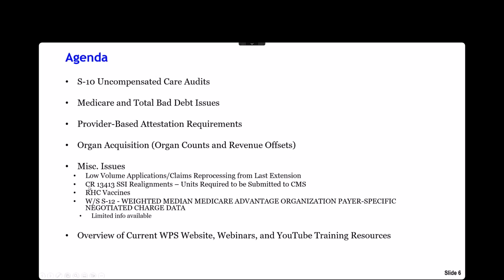processing. I do want to talk about a pretty important piece of change request 13413 related to the SSI realignments, and specifically units that we had to send to CMS as opposed to using the published SSI ratio. So we'll talk more about that. I wanted to bring up just another reminder about RHC vaccines, because we've been getting some more questions on it, even though we've already talked about it in the past.